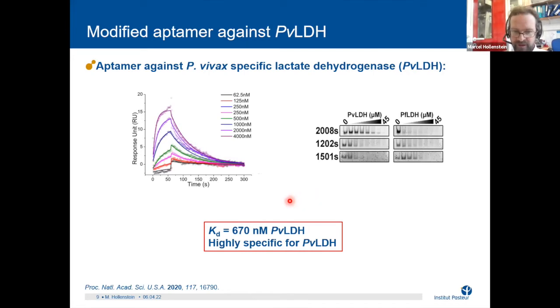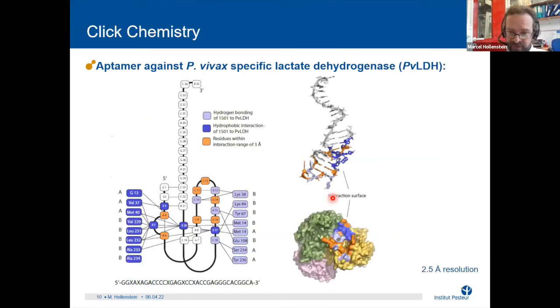While the KD values are not stellar, the advantage of this cubamer is that it binds only to the LDH from P. vivax and not to the one from P. falciparum, despite an over 90% sequence homology, which is remarkable. We also resolved the crystal structure of the aptamer-protein complex, at 2.5 angstrom resolution.